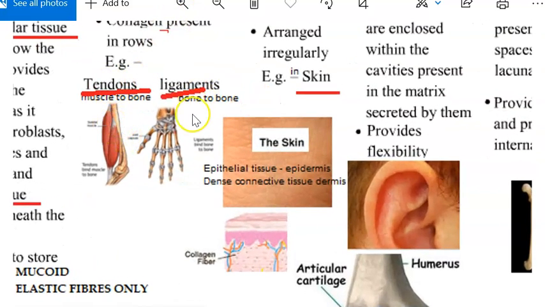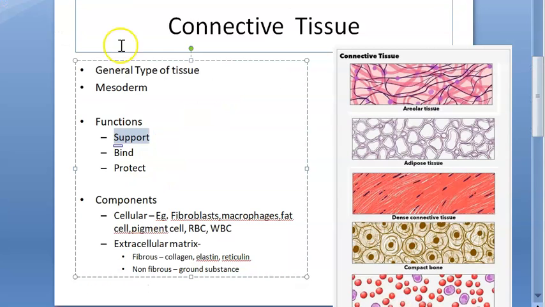Muscle to bone. Ligament will connect bone to bone. So they are also helping in support. Okay. Then, it's saying that it provides the superficial fascia, deep fascia, everything is provided by this. Interestingly, it is saying superficial fascia and deep fascia are actually connective tissues.